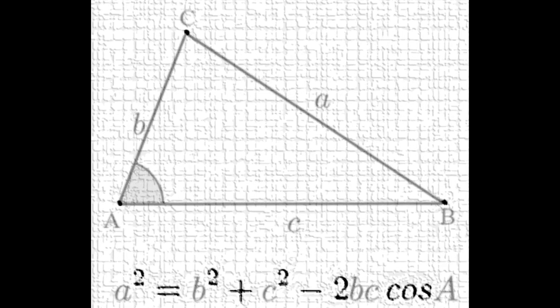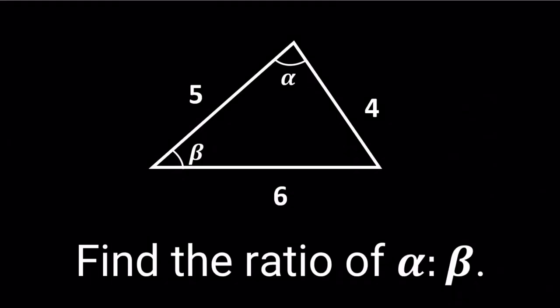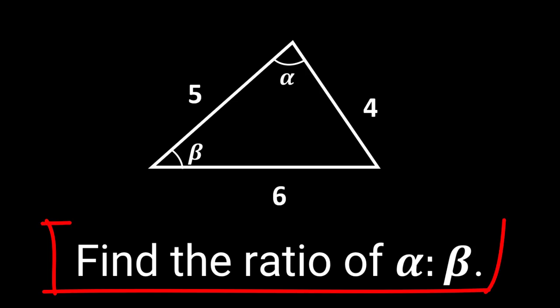Here is the problem. Consider a triangle with side lengths 4, 5 and 6, where alpha is the largest interior angle and beta is the smallest interior angle. In this problem, we also find the ratio of alpha to beta. Pause the video now if you wish to solve it. Keep watching the video once ready.